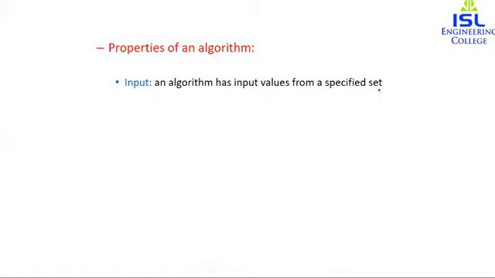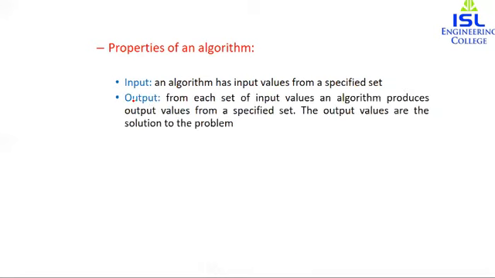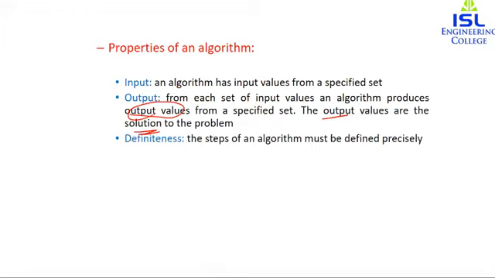From a specified set, you are supposed to give input to the algorithm. Then the next property is output. From each set of input values, an algorithm produces output values. So whenever you are giving input, the algorithm is supposed to produce an output, and the output values are the solution to the problem.